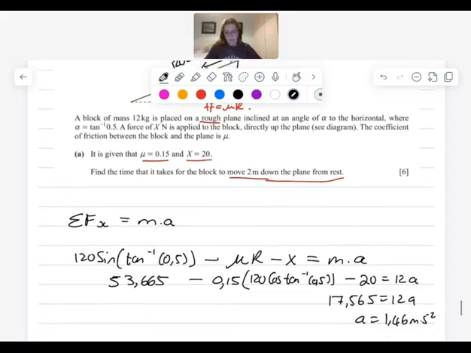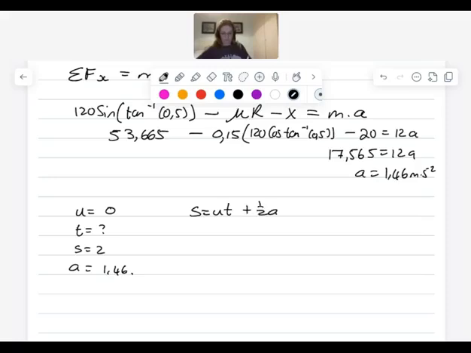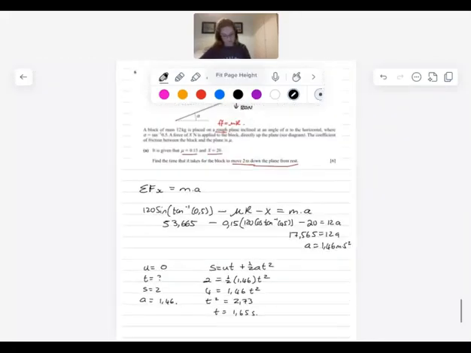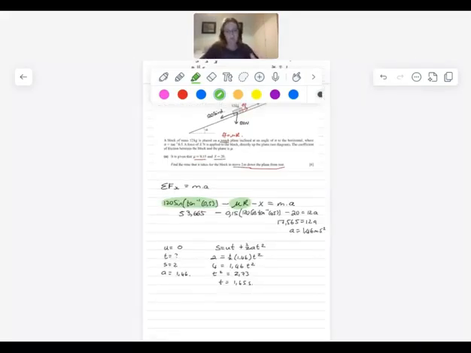Find the time that it takes the block to move 2 meters down, starting from rest. So U starts from rest. We want the time. We've got the distance of 2 meters, and the acceleration is now 1.46. So this is 1.65 seconds. Cool. That's all that they're looking for. Not actually too complicated for a 6-mark question. If you would like to work out these separately, so work out your frictional force separately, work out your gravitational force separately, but then obviously also try and put it into Newton, because that will be a method mark.